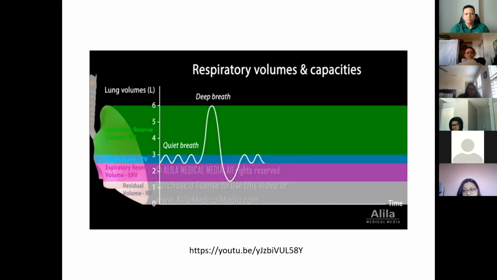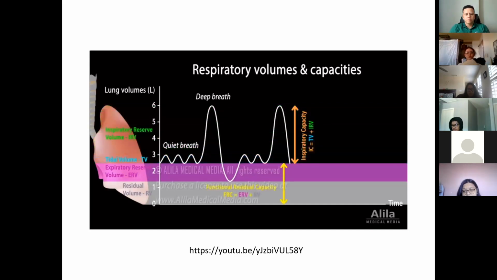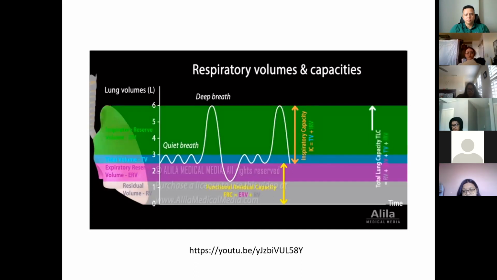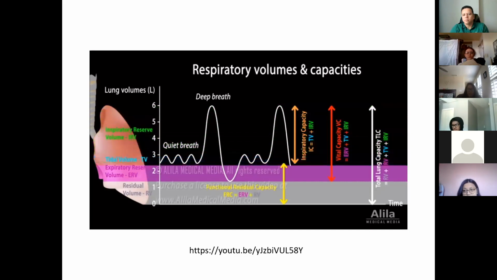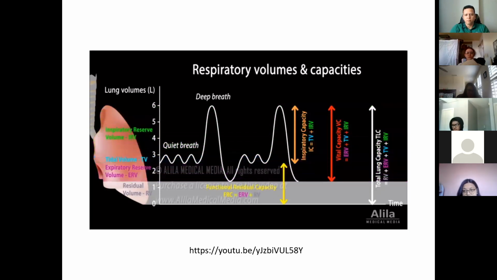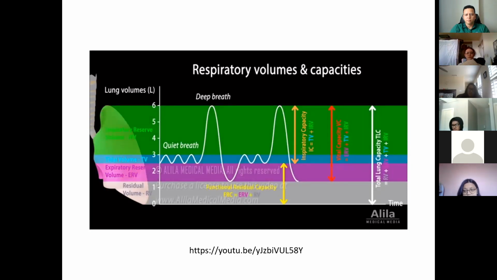These volumes are used to calculate other parameters called respiratory capacities. Inspiratory capacity, IC, the maximum amount of air that can be inhaled after a quiet exhalation. Functional residual capacity, FRC, the amount of air remaining in the lungs after a quiet exhalation. Total lung capacity, TLC, and vital capacity, VC, the amount of air that can be exhaled with maximum effort after a maximum inhalation. This is basically the volume of the deepest breath the lungs can possibly handle, and is an important indicator of pulmonary function, as well as strength of respiratory muscles.